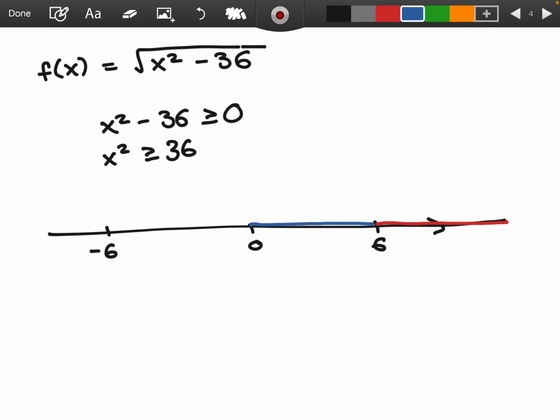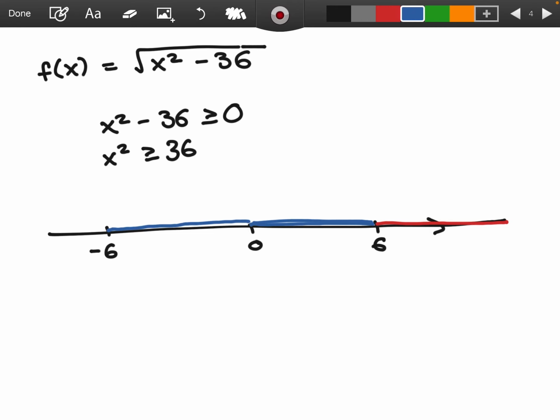Then we'll look at what happens between 0 and 6. What happens in this range? Well, take a value, say 2. When x is equal to 2, x squared would equal 4, which is less than 36. Therefore, this inequality is not true. So I know between these two values, between 0 and 6, x squared is less than 36.